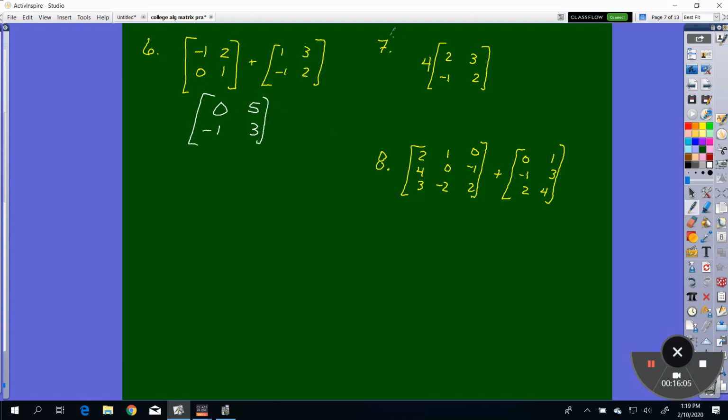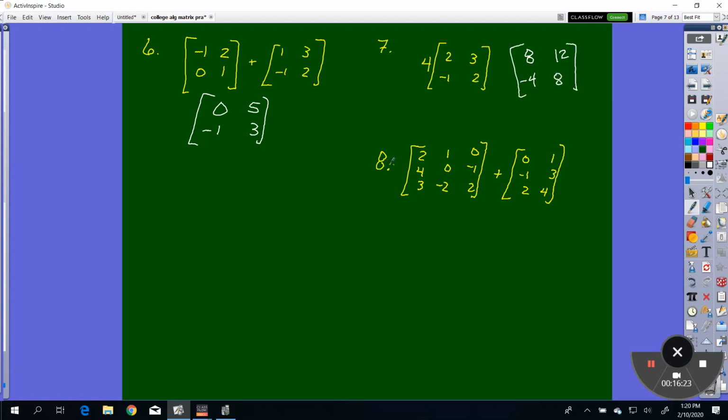Number 7, you've got a number in front, so you're just supposed to multiply that. So you just distribute that 4 to all of them. So 4 times 2 is 8. 4 times 3 is 12. 4 times negative 1 is negative 4. 4 times 2 is 8.